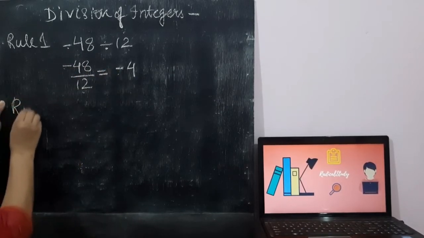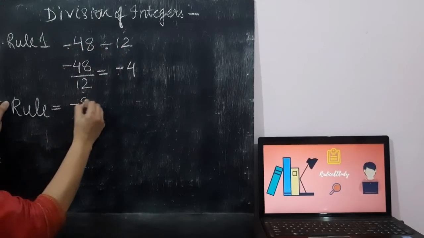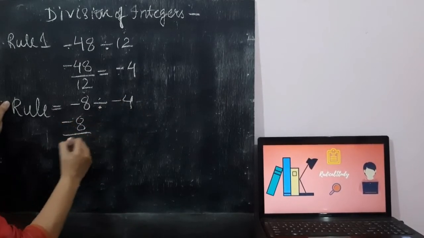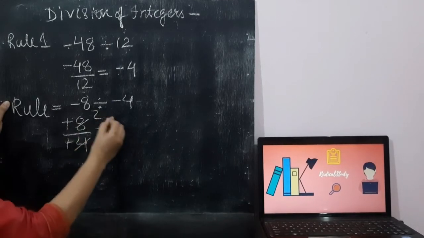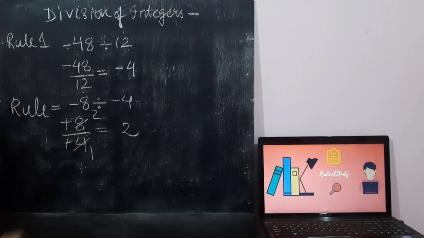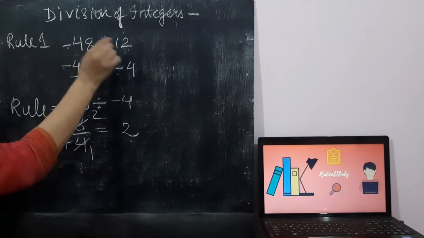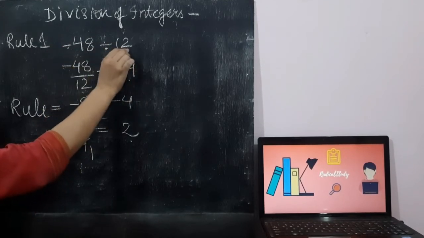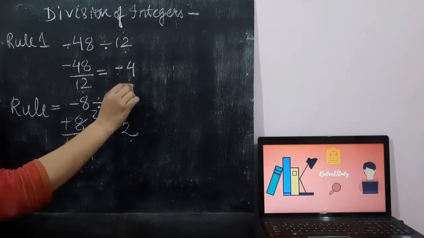Now the second rule is, if both the integers have a negative sign, like minus 8 divided by minus 4, how do we divide? These minus signs are going to cancel. The answer will be 2. Okay students, so if both integers have a negative sign, then the answer will be positive. If one is negative and the other is positive, the answer is negative. If both integers are positive, then the answer is positive and we simply divide them. Okay students?